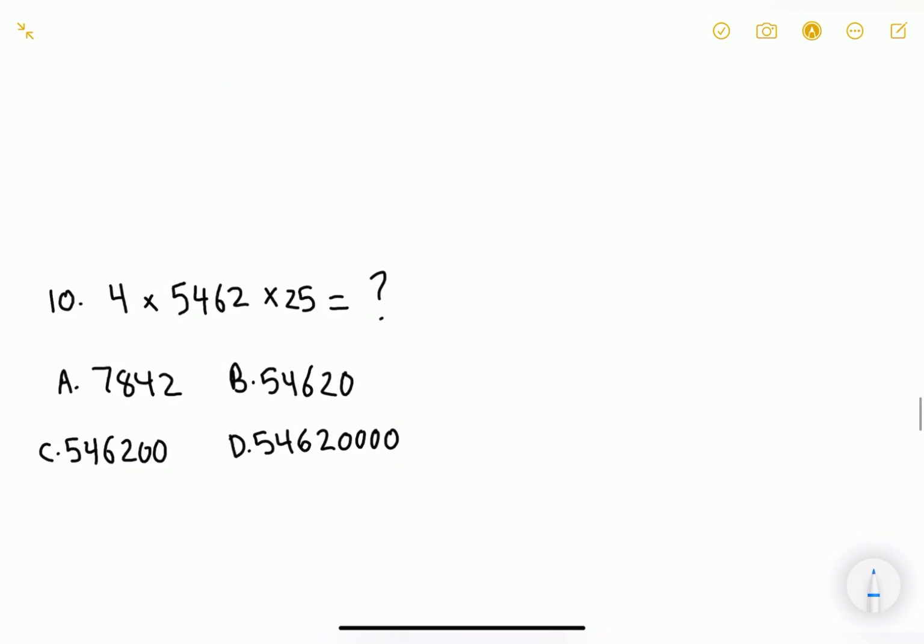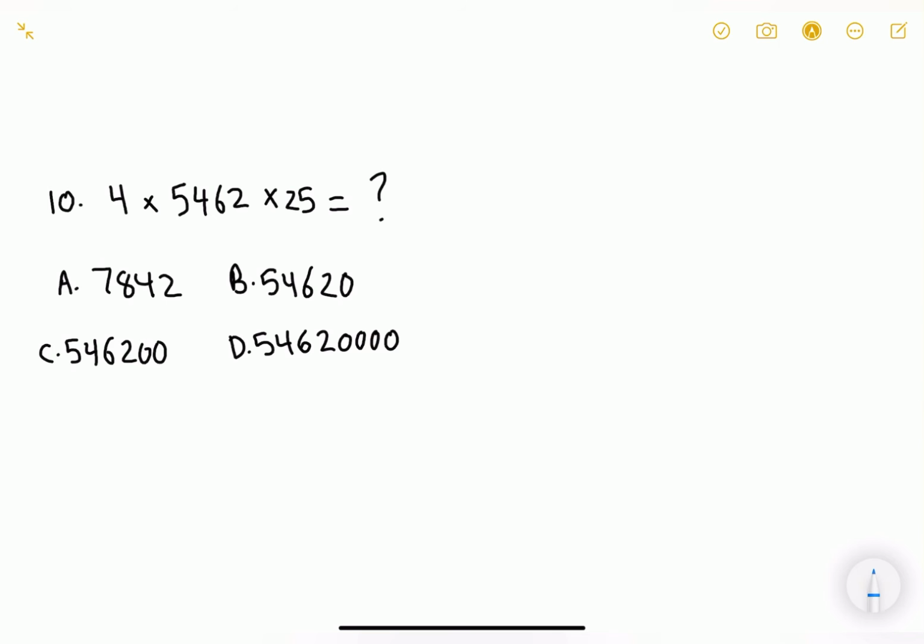Let's move on. Number 10 says 4 times 5,462 times 25 equals what? Now, you can sit and just solve this, but that's a massive waste of time, and I want to teach you a simple trick. This lesson is called hidden zeros, if you will.